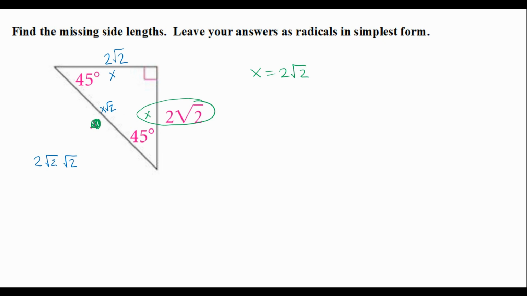Now, if we have two radicals next to each other, this implies that we are multiplying. So it becomes 2 root 4. The square root of 4 is 2, so we get that our side length is 4. So our final side length in that special right triangle is 4.